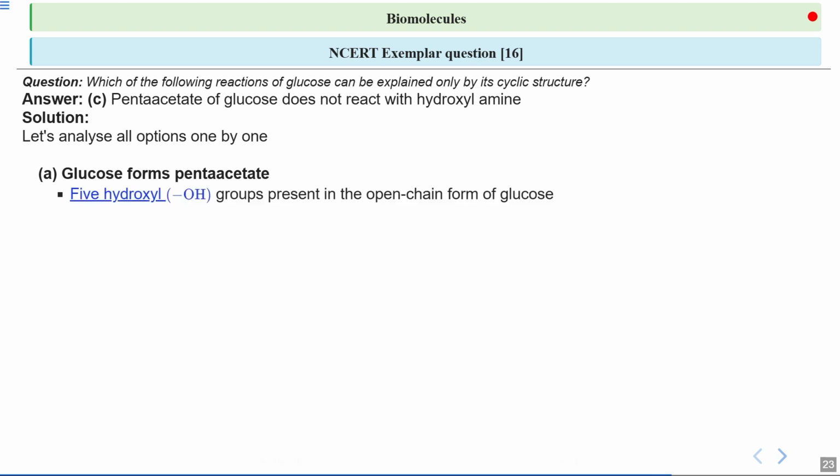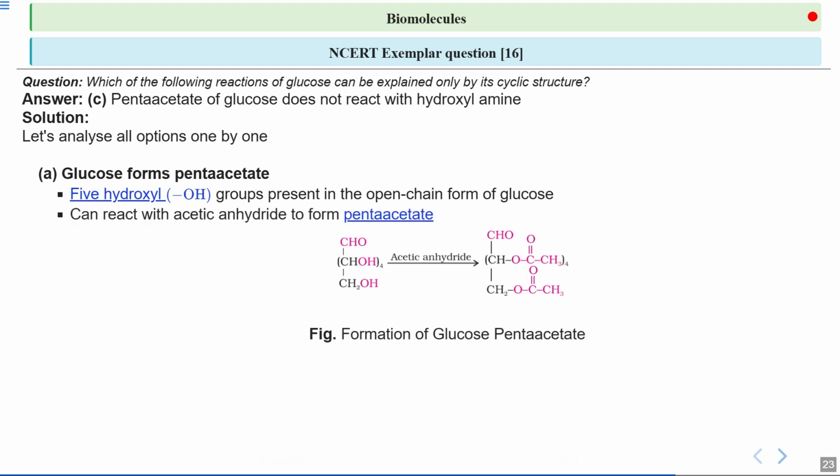So there are 5 hydroxyl groups present in the open chain form of glucose. When glucose reacts with acetic anhydride, all the 5 hydroxyl groups can react to form a compound called pentacetate. If you see, there are 4 here and 1 here. There are 5 free OH groups present. When this reacts with acetic anhydride, all the 5 OH groups react to form a compound called glucose pentacetate. So this is glucose pentacetate.